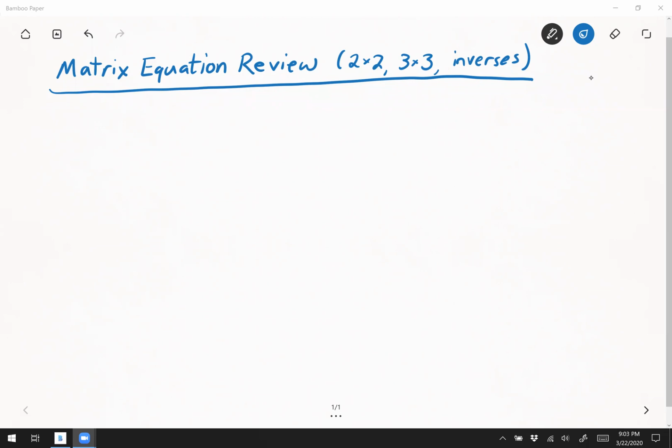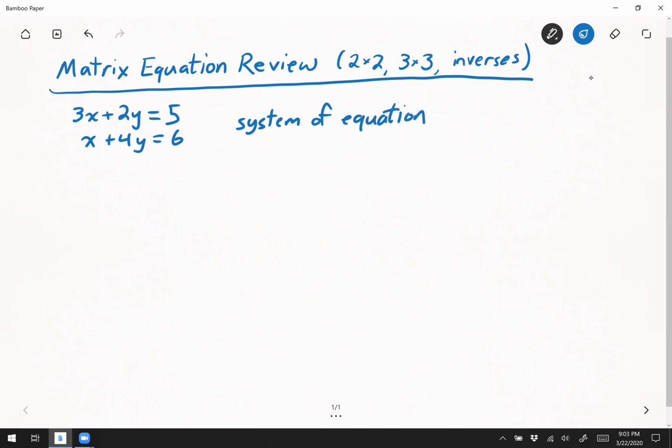For example, consider the system of equations, say 3x plus 2y equals 5, and perhaps x plus 4y equals 6. In this format, we usually refer to it as a system of equations, two variables and two equations. We also might convert this to other forms.